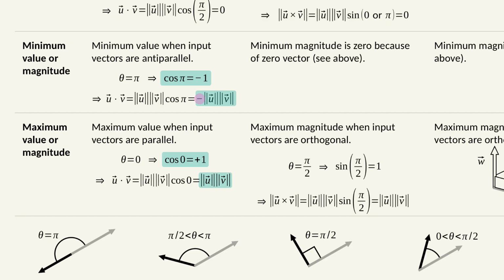And then work backwards. Figure out at which angle is cosine -1 or +1. Cosine is -1 when the angle is pi. Cosine is +1 when the angle is 0.